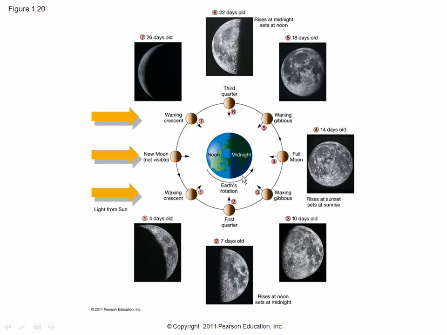Earth is rotating in a counterclockwise direction, and the moon is rotating in the same direction as the Earth rotates. So the moon orbits the Earth in a counterclockwise direction.